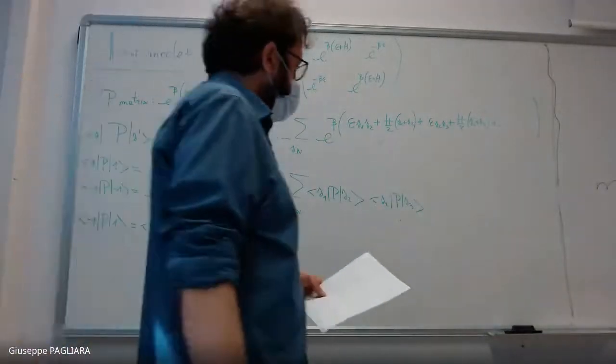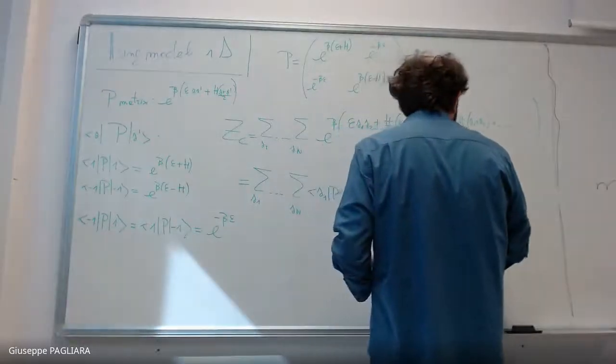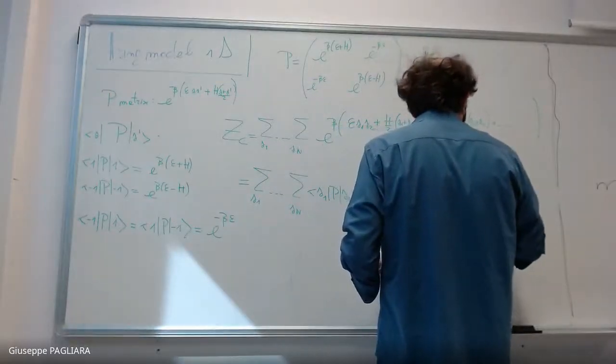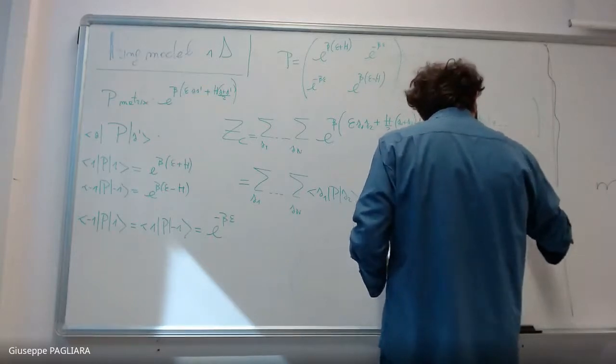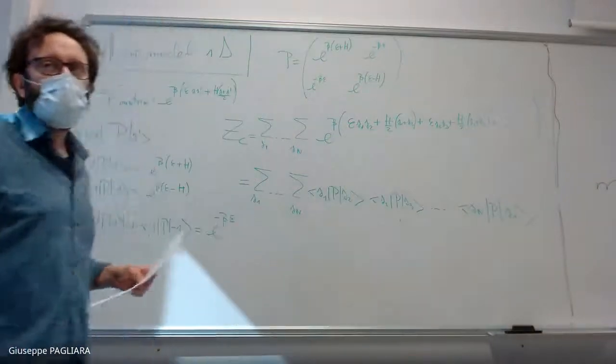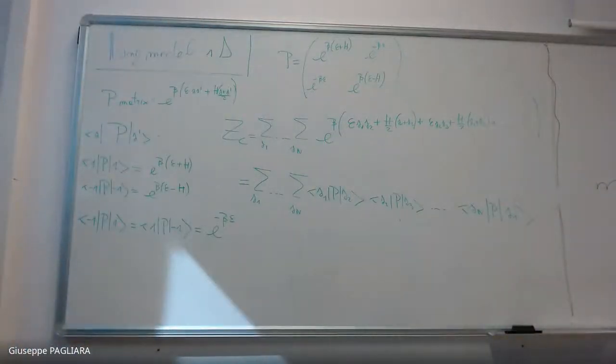And we can move on until we arrive at Sn, matrix element P, and here we have S1, because S(n+1) is equal to S1, as we have assumed boundary conditions which are periodic.